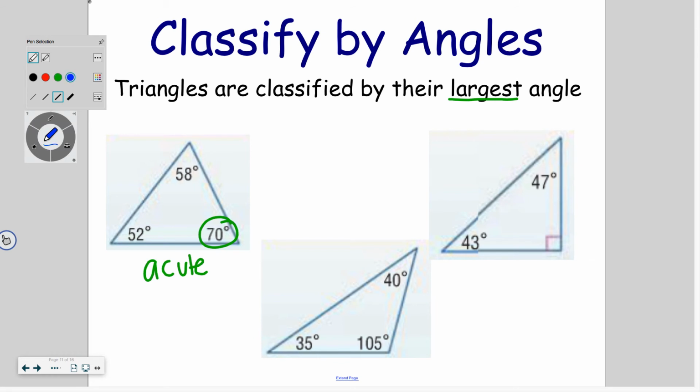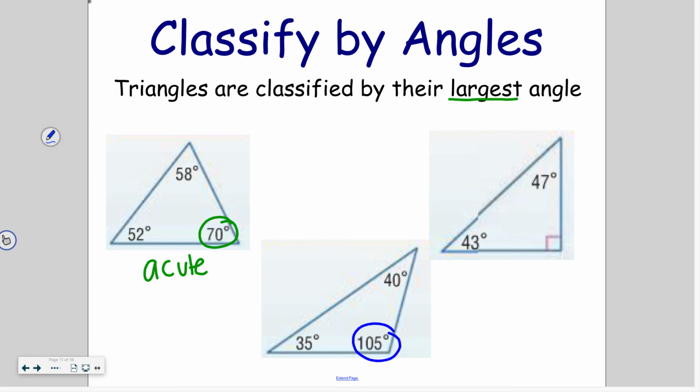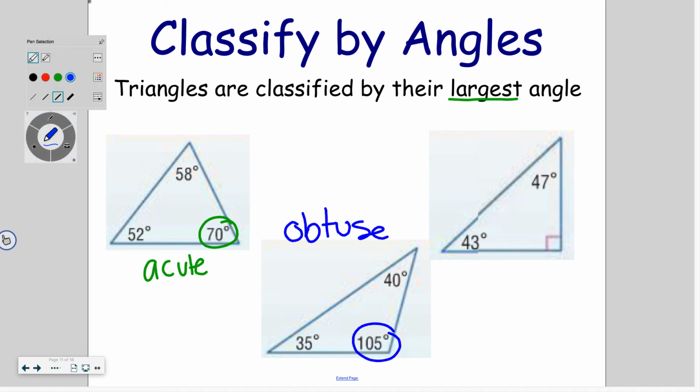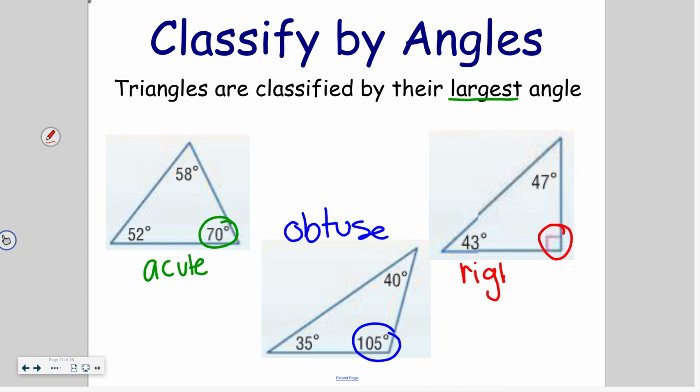Coming over to this middle one, we've got 35, 40, and 105. Our biggest angle is 105, and we're going to classify this as obtuse because 105 is greater than 90 degrees. Then we're going to look at this last one. We've got 43, 47, and 90. Since it's a 90-degree angle, it is a right angle, which makes this a right triangle. So there are the 3 different ways, acute, obtuse, and right, to classify by angles.